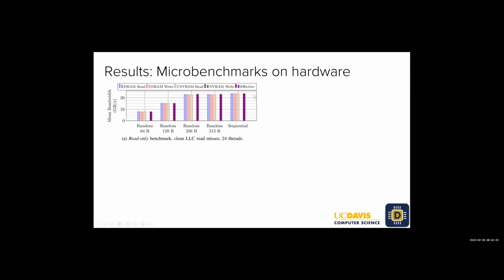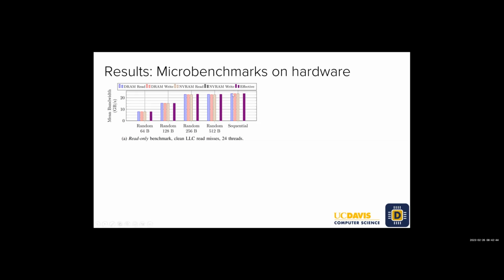What we're looking at here is these purple bars, which are the effective bandwidth that we see at the core. This is a read-only benchmark. We're reading data that is much bigger than the cache, so we're seeing a lot of misses. And the effective bandwidth that we see at the core is about 25 gigabytes per second, a little bit more than 20 gigabytes per second.